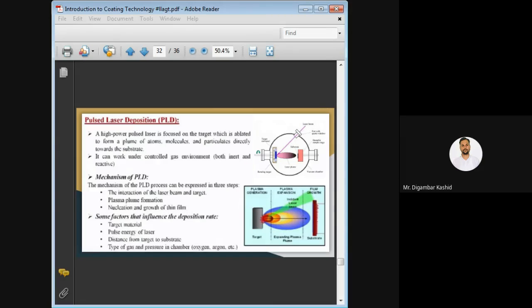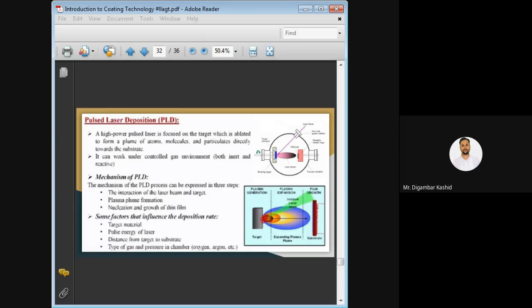Okay, or maybe PLD process. Here a high power pulsed laser is focused on a target, which is ablated to form a plume of atoms or molecules, and it will travel directly towards the substrate. It can work under a controlled gas environment, both inert gas and reactive gas.